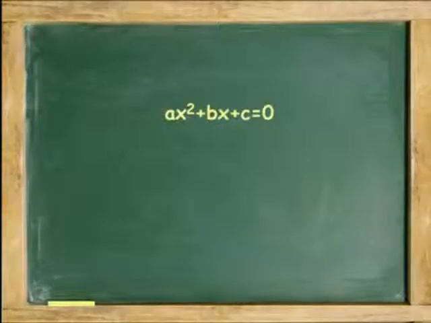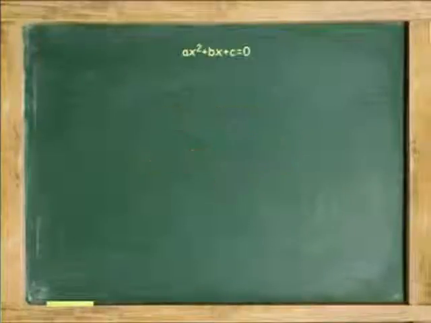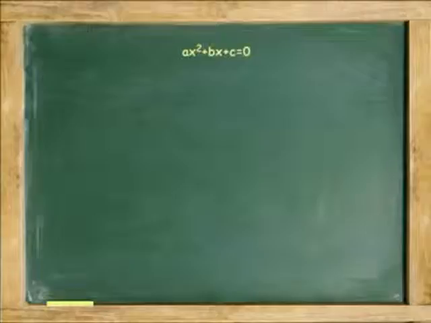If we take the general form of the quadratic equation without numbers, except for 0, and use completing the square to solve for x, then the quadratic formula is born.